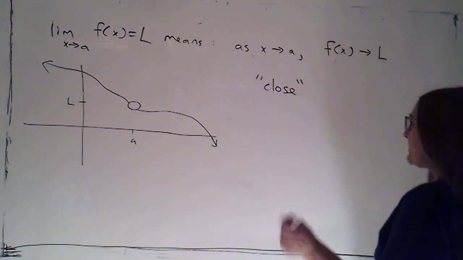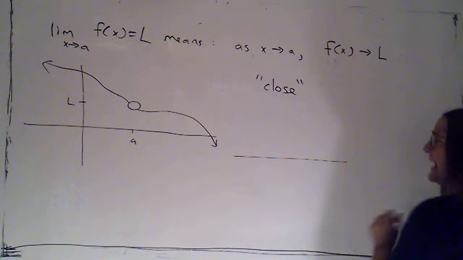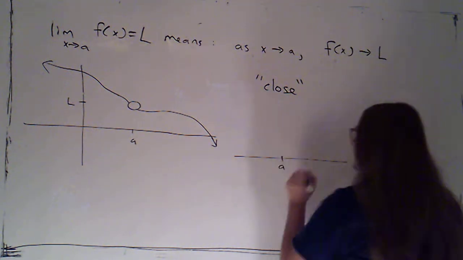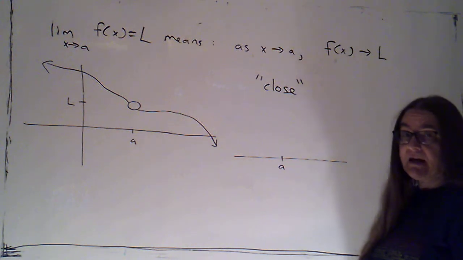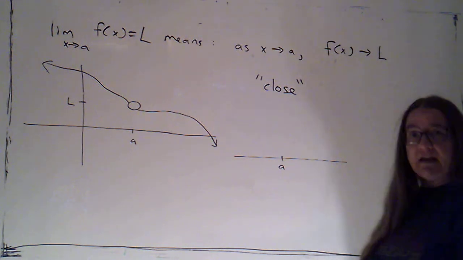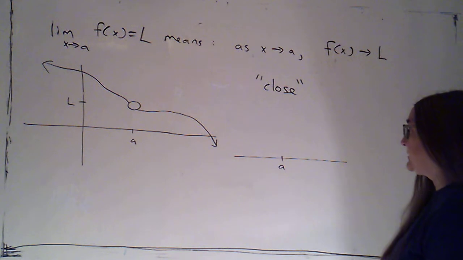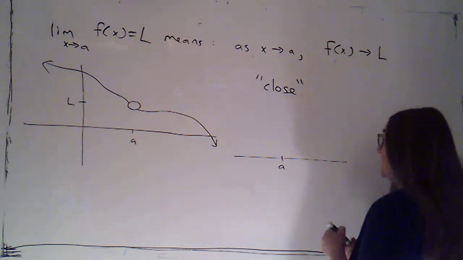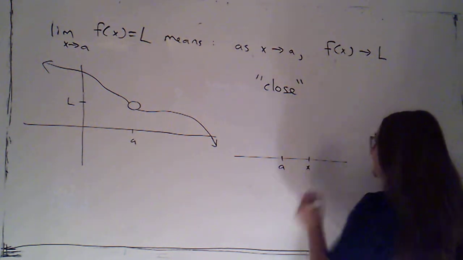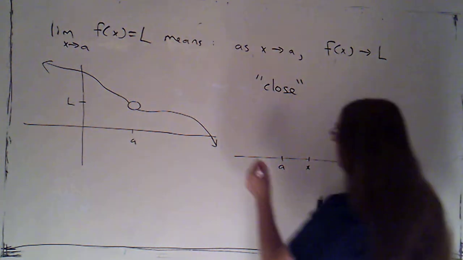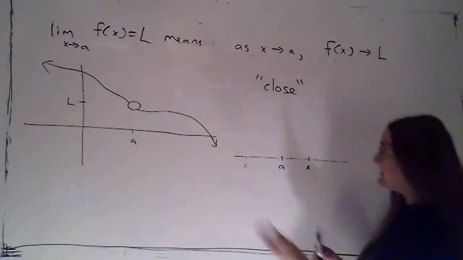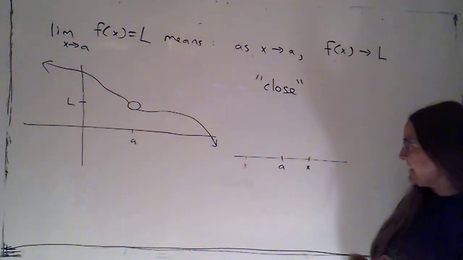So I'm going to just draw a picture here. If here's my x-axis, and here's the x value a that we're getting close to. Now, if x is close to but not equal to a, there are two possibilities, and I'm going to just draw them in different colors. I could have x over here so that it's to the right of a, or I could have x over here so that it's to the left of a.